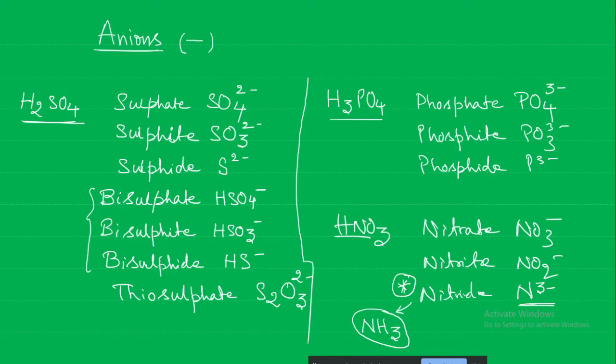Okay, now most of you know the most common acids: H2SO4, sulfuric acid, H3PO4, phosphoric acid, HNO3, nitric acid. If you remember these, you should very easily be able to relate the ate, ite and ide forms.